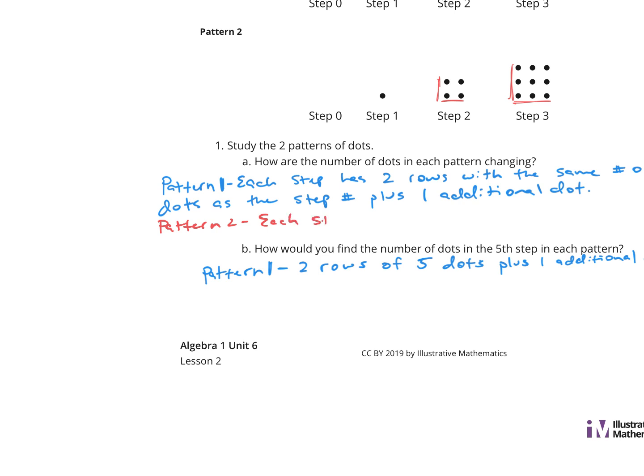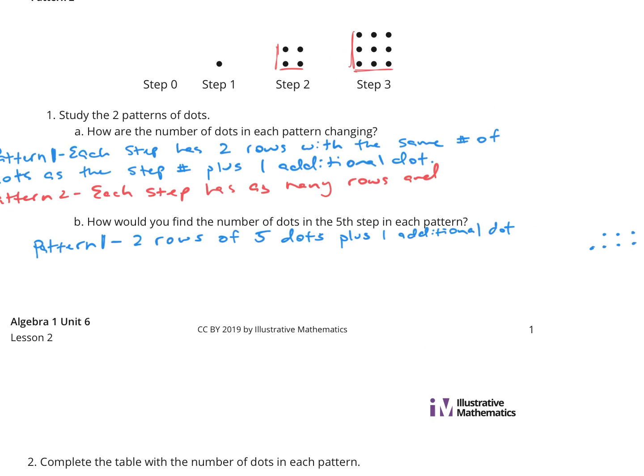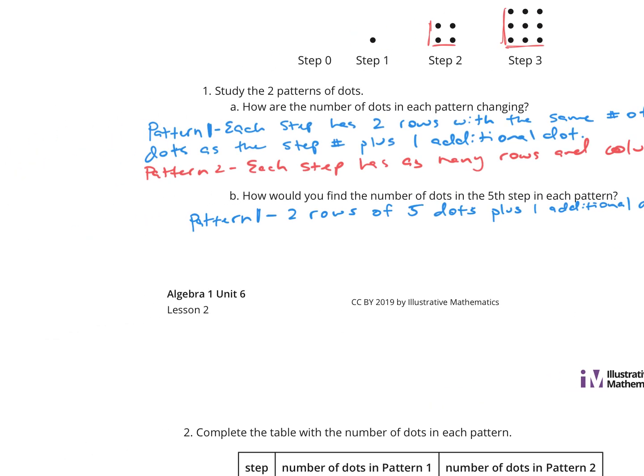Each step has as many rows and columns as there are steps. So what will step 5 look like? Well, you guessed it. It's going to have 5 rows and 5 columns. So let's draw what that would look like here.